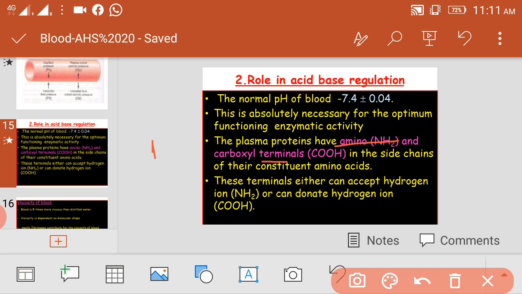The second function is that plasma proteins regulate the acid base balance in the body, because the plasma proteins have both amino and carboxyl terminals. That much you write, it is enough.